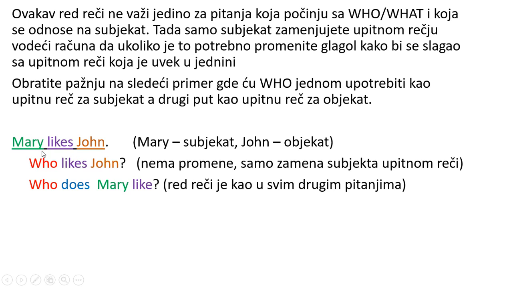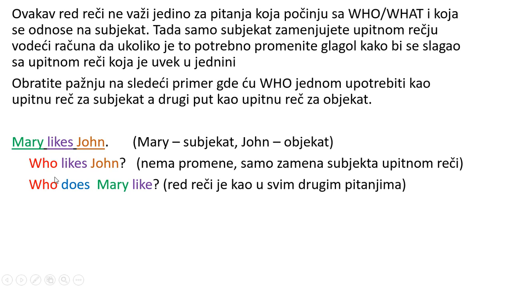Look at this example. Mary likes John. Mary is the subject. John is the object, and we have the verb likes. If I ask the question for the subject, I will say, who likes John? What did I do? I just replaced Mary with who. And of course, the verb must have s. It must be in the form of the third person singular, because who is the singular word. If I answer the question, who likes John? The answer would be Mary. So, it is who used for the subject.